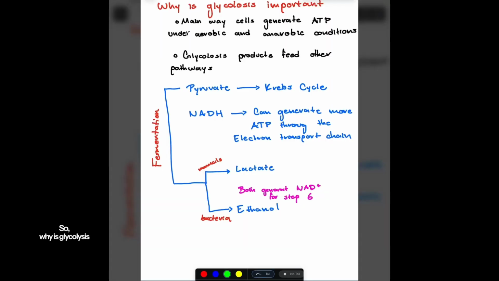So, why is glycolysis so important? Glycolysis is the main way cells generate ATP under aerobic and anaerobic conditions. Glycolysis products feed other pathways. For example, if oxygen is available, pyruvate goes into the mitochondria for the Krebs cycle and oxidative phosphorylation, which produces more ATP. Furthermore, pyruvate can also be used for fermentation. In the case of mammals, this produces lactate. In the case of bacteria, it produces ethanol. Both of these processes produce NAD+, which can be used for step 6.